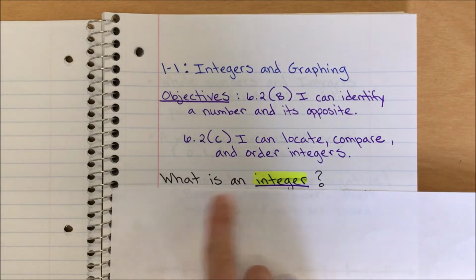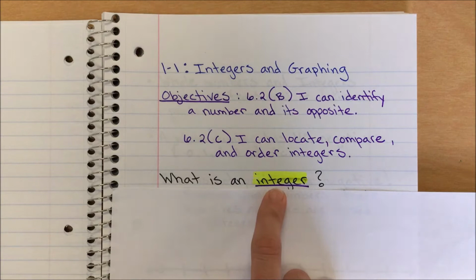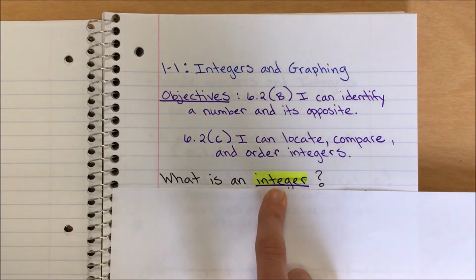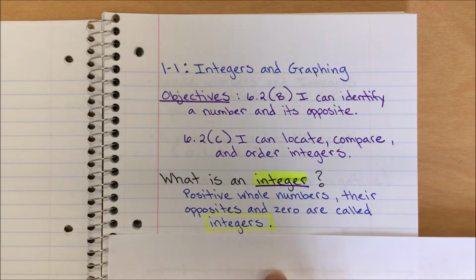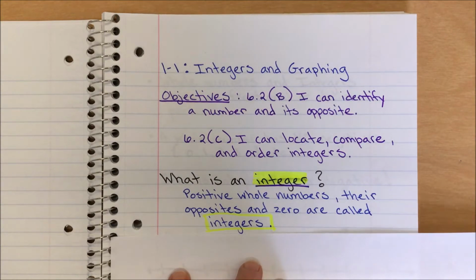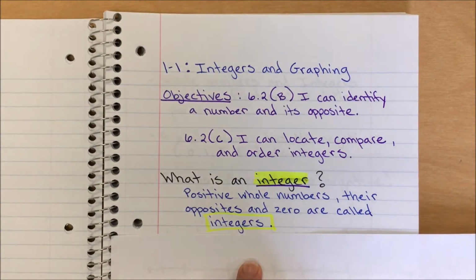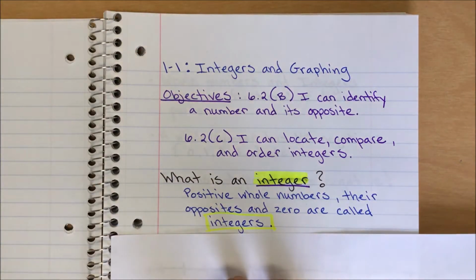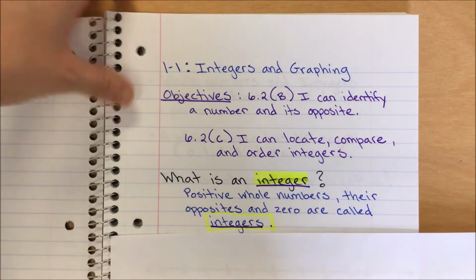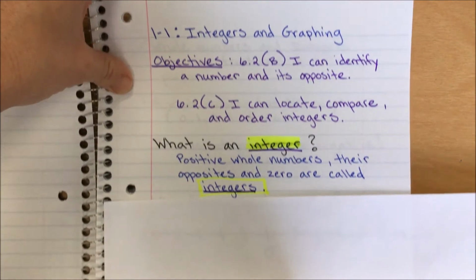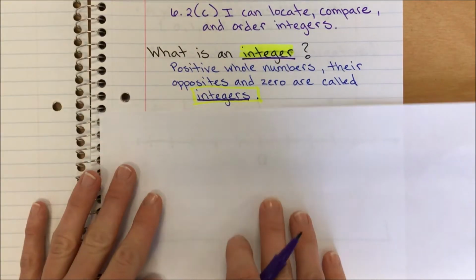Okay. I want you to underline and highlight or box in the word integer. This is our vocabulary word for this lesson. Positive whole numbers, their opposites, and 0 are called integers. Okay. Go ahead and box in integers here as well, and you may also underline it. Okay. Now we're going to look at some integers on a number line.